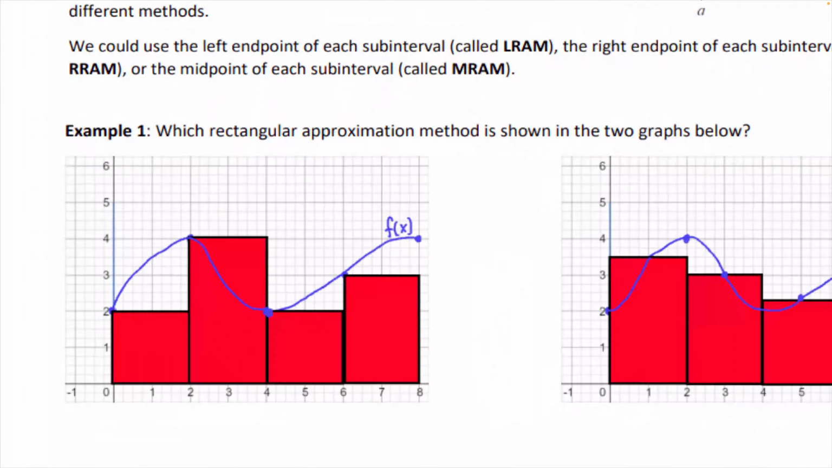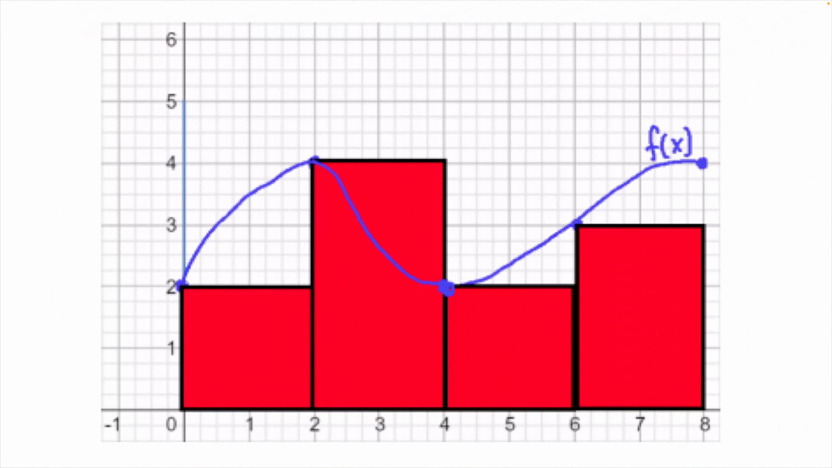Well, this is an example of LRAM. Tell me why it's LRAM. Why is this LRAM and not MRAM, midpoint RAM, or RRAM? Because you're starting from the leftmost. Look at the top left of each box, each rectangle. What do you notice about the top left point of each box? It touches, right? Every top left has to touch. That's LRAM.